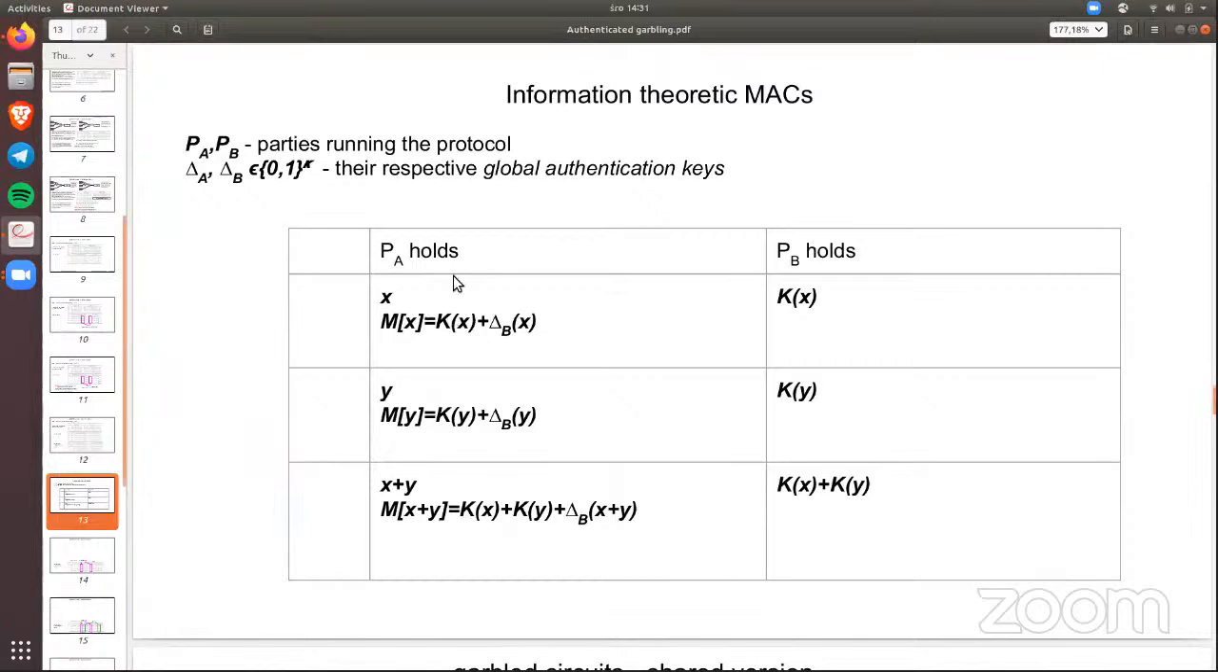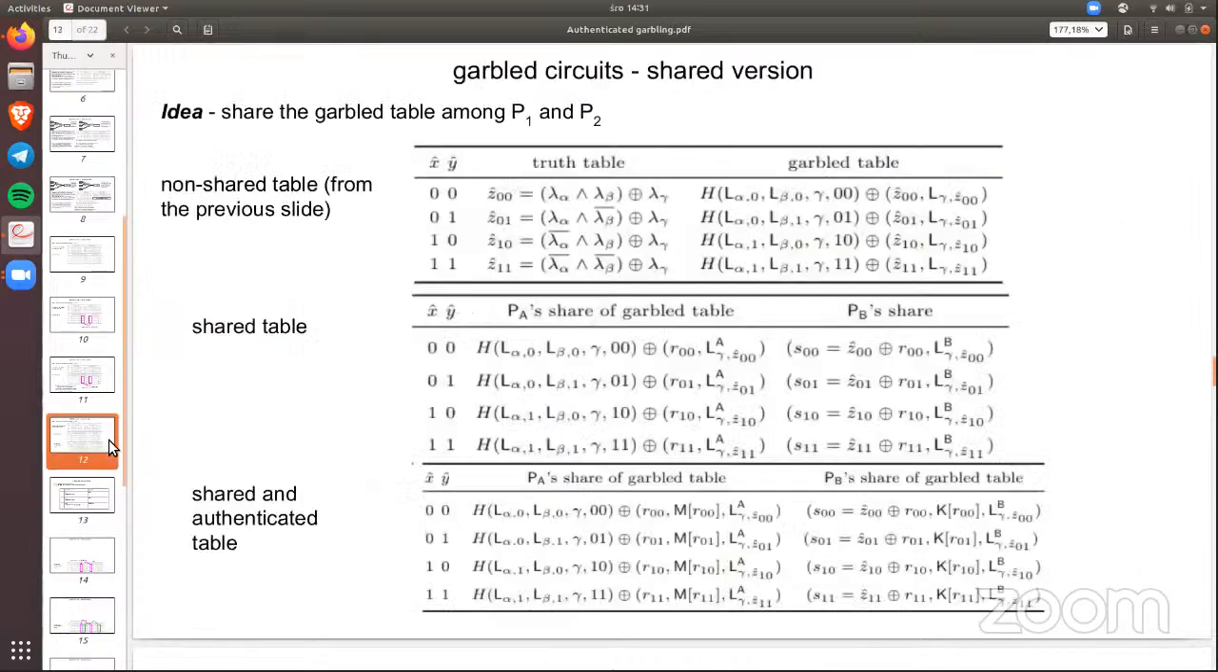Okay, so we have this MAC where the first party, which knows the value, knows the MAC of this value, and the other party knows both of the keys. It's going to be further explained over the next slides, but to compare it to the previous version, we do basically the same and just add the message authentication key to the R and the local key to the same R, of course. Now let's go through this table row by row.